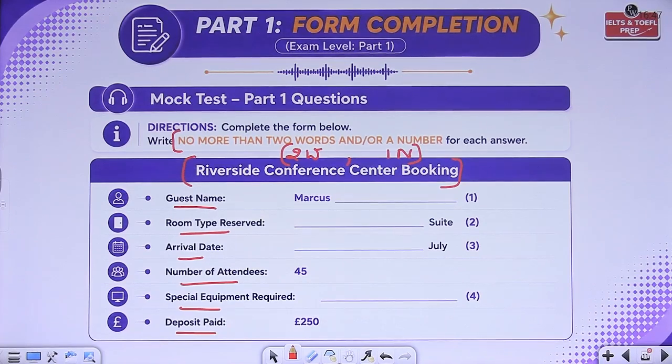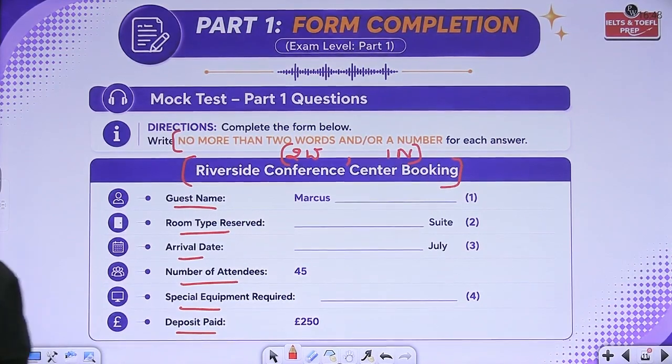Your guest count is locked at 45 people. Do you need any specific multimedia tools set up in the hall? Yes, we have our own laptops, but we will definitely need a high-definition projector set up at the front. We don't need any extra microphones. Excellent. I will add that to your request list. Your deposit of £250 has already been processed.